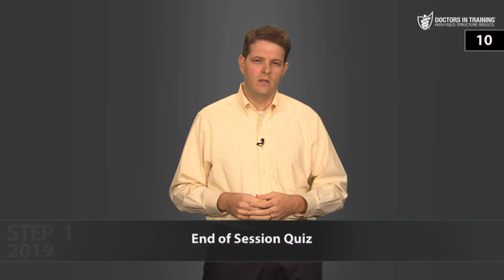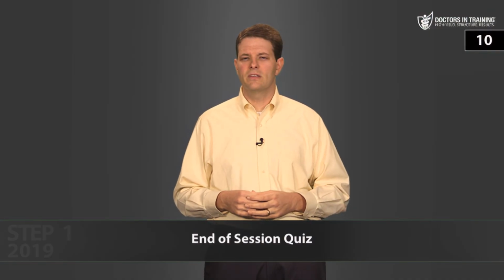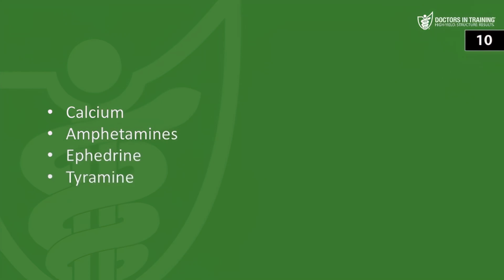Next, what substances inhibit the reuptake of norepinephrine? We mentioned cocaine, tricyclic antidepressants, and SNRIs. Next, what substances stimulate the release of norepinephrine from neurons? So calcium is the normal trigger for the release of norepinephrine. Then also we mentioned amphetamines, ephedrine, and tyramine.